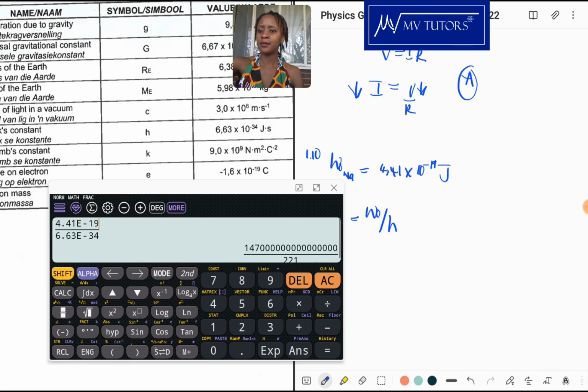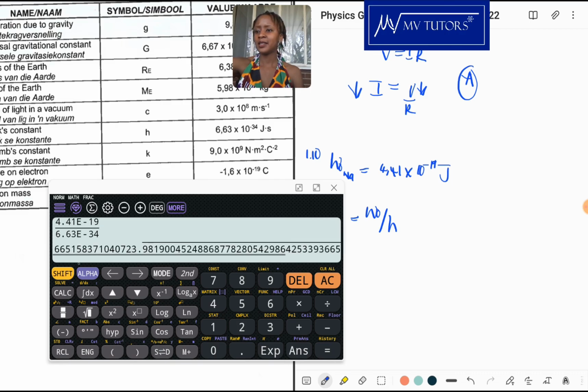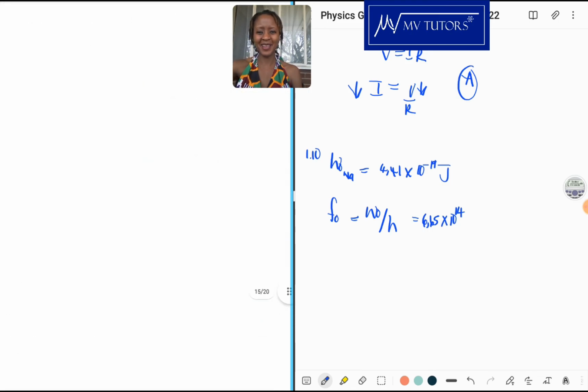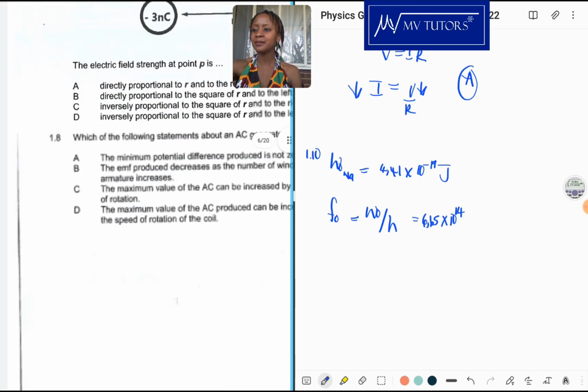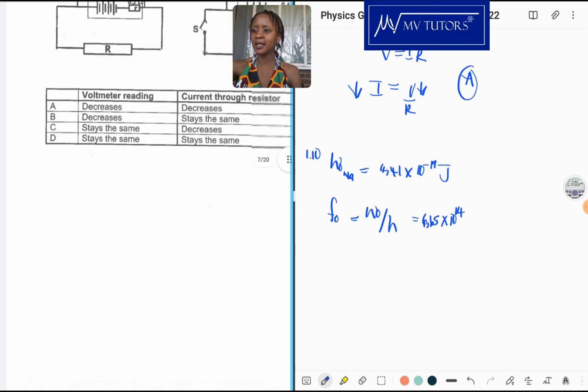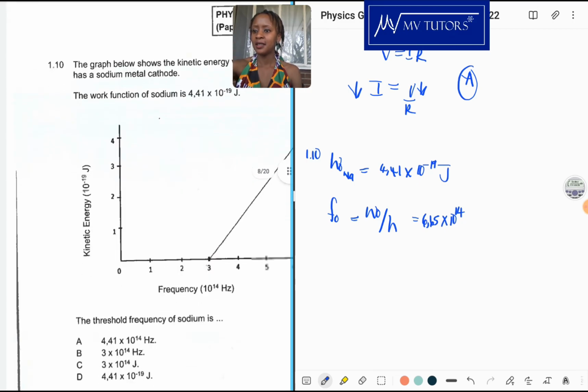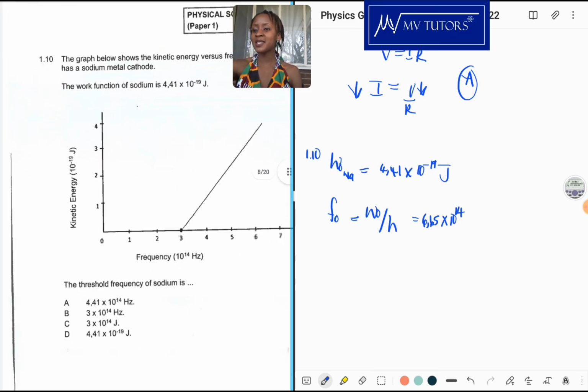Why is it giving me that answer? 6,65 times 10 to the power 14. Yes, okay, now let's go back to 1.10. Are you going to get the same answer? Let's see. So 1.10. Now the threshold frequency. I don't see 6,65 anyway.